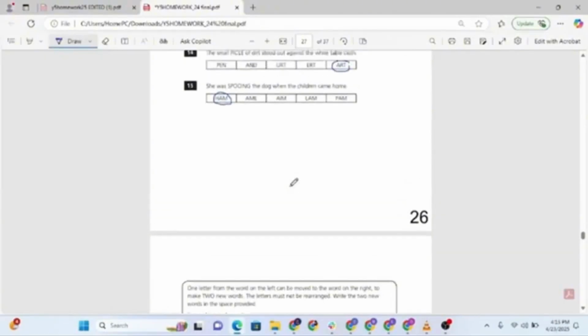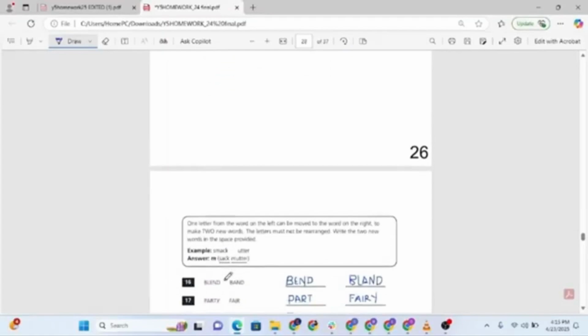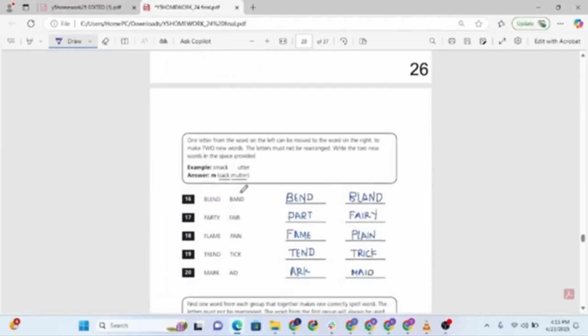Therefore, the correct answer is the word ham. One letter from the word on the left can be moved to the word on the right to make two new words. The letters must not be rearranged. Write the two new words in the space provided. Example: smack, utter, answer, am. Sack, mutter.